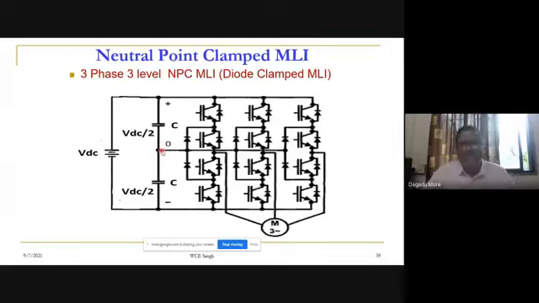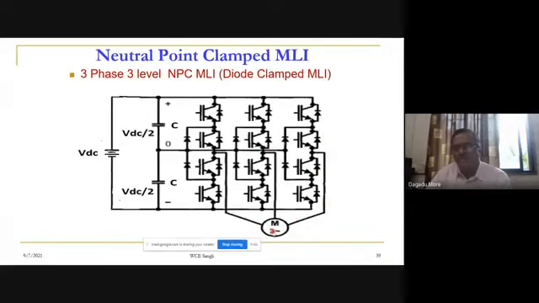Now if you look at this, we have three legs, and each leg has 4 devices. The first leg has 4 devices, the second leg has 4 devices, and the third leg also has 4 devices. We use diodes to clamp the voltage. Diodes are used here, the O center point is connected at the diodes, and the output conventionally is taken at points A, B, C.